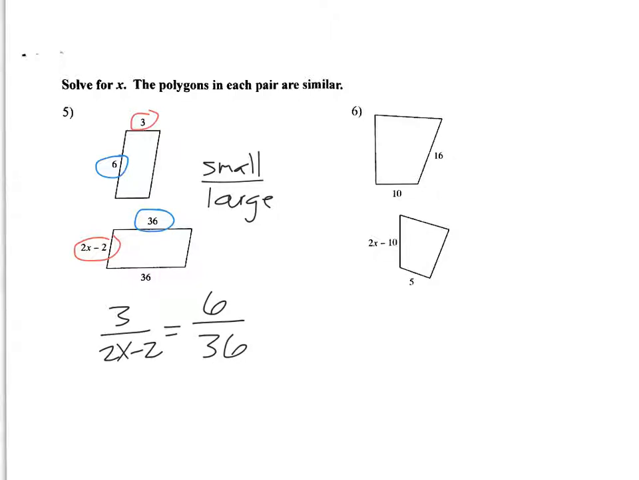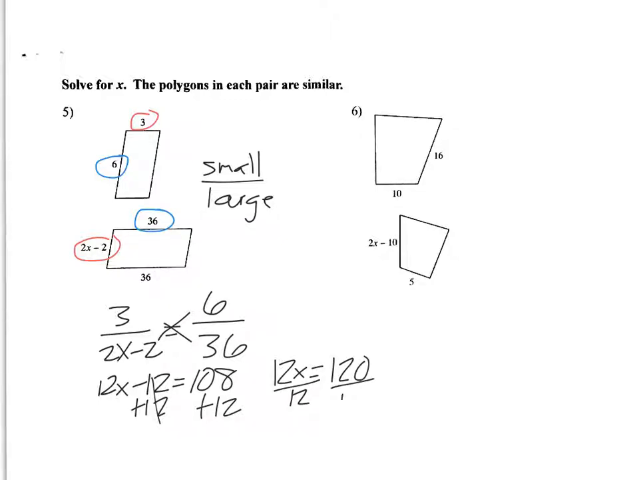Again, cross multiply. I'm going to use the distributive property here, so I'm going to skip a step. 6 times 2x would be 12x. 6 times 2 would be 12. Then 3 times 36 is 108. Add 12 to both sides. So that gives me 12x is 120. Divide by 12, and I get x is 10.